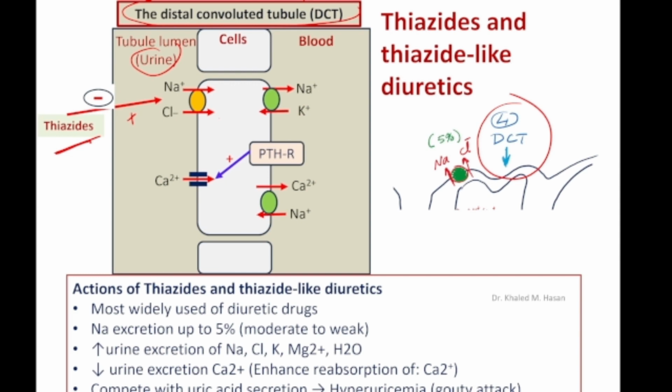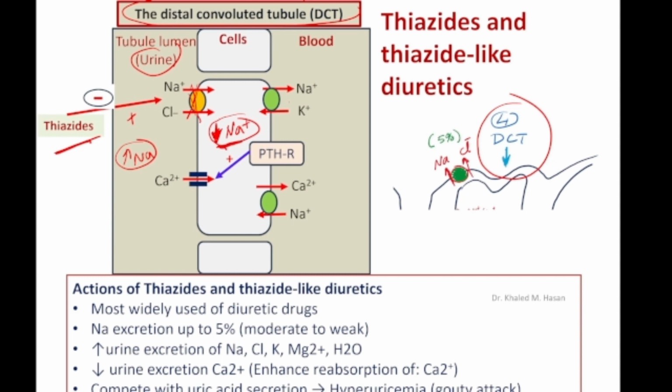So what happened here? We need to understand the mechanism of action. The sodium inside the cells, under the effect of thiazide, do you agree with this, will be decreased inside the cell as a consequence of enhanced elimination in urine. That means this transporter is not working properly. We don't have enough sodium in the cells. The cells will ask the blood, I need more sodium.